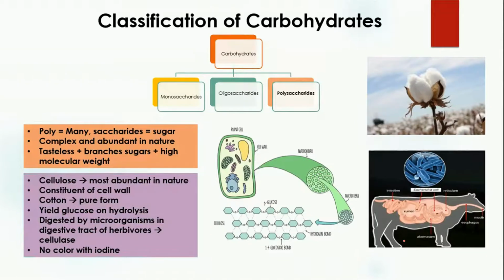Another example of polysaccharide is cellulose. Cellulose is the most abundant polysaccharide in nature because it is present in all plants and all cell walls. It is a constituent of the cell wall, and cotton is the pure form of cellulose. So next time you use cotton, make sure that you know that it is actually cellulose. Cellulose is going to yield glucose molecules when it breaks down.